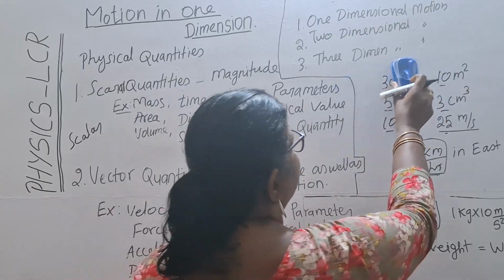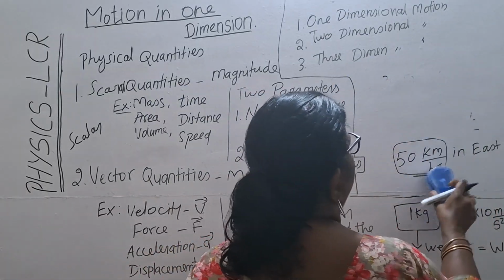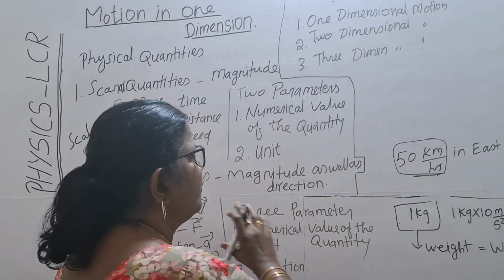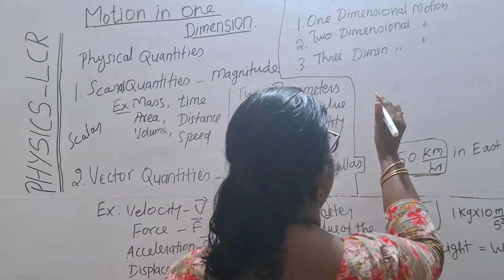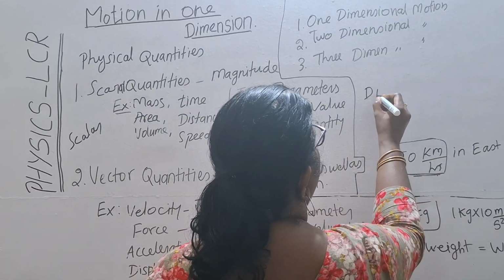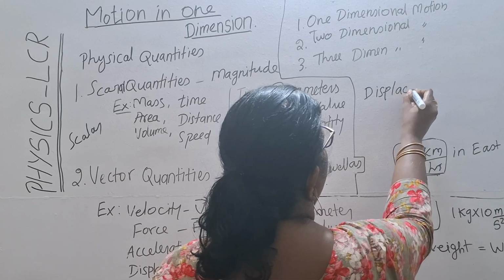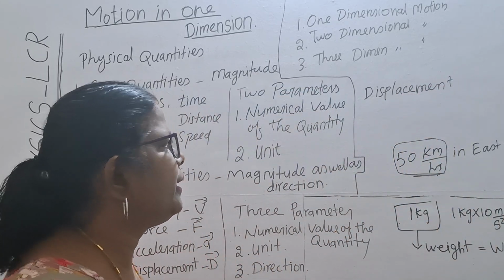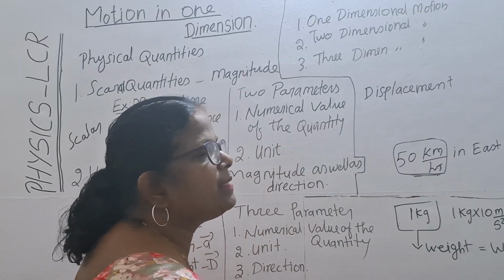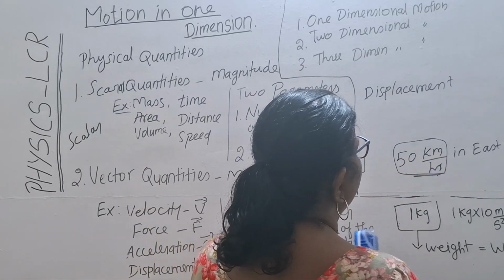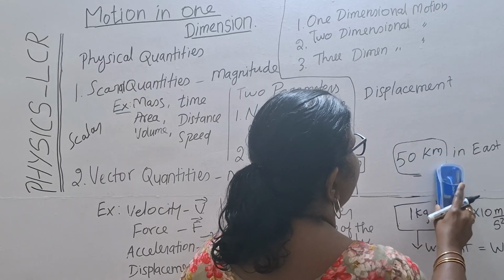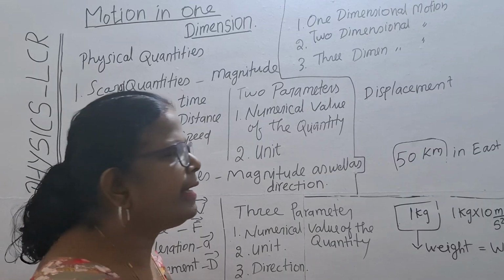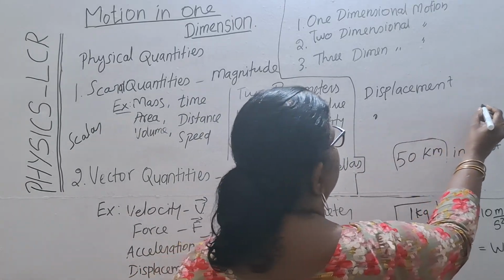What is the scalar quantity? A scalar quantity has only magnitude. A vector quantity has magnitude with the direction. What is displacement? Displacement is a distance only, but it has a direction. Distance with the direction. For example, this vehicle travels 50 kilometer in east.